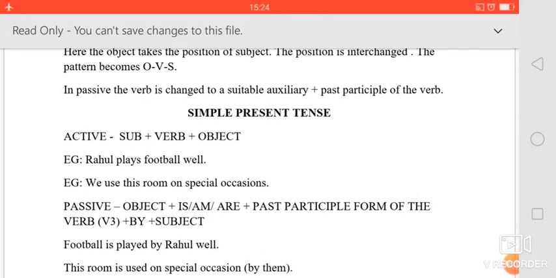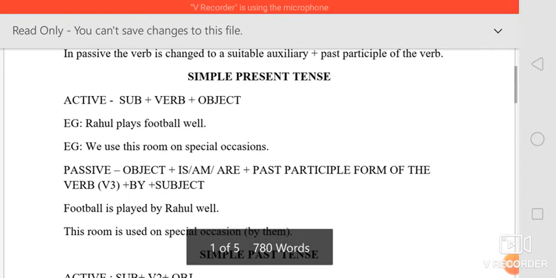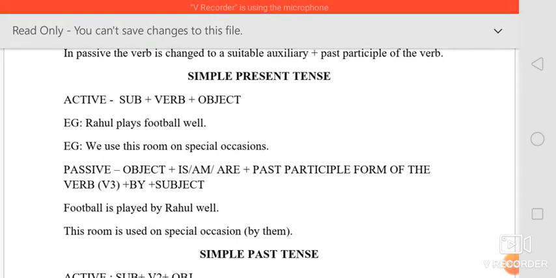Right, the simple present tense active form is first subject will be coming, then verb, then object. Okay, you have the example here, Rahul plays football well. Okay, and another example you can see, we use this room on special occasions. Now let's move on to the passive form, how the passive form is formed. See, as you know that in passive form object is written first. Okay, so that is you are sure about it.